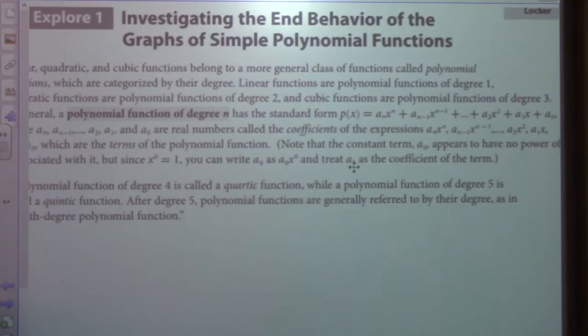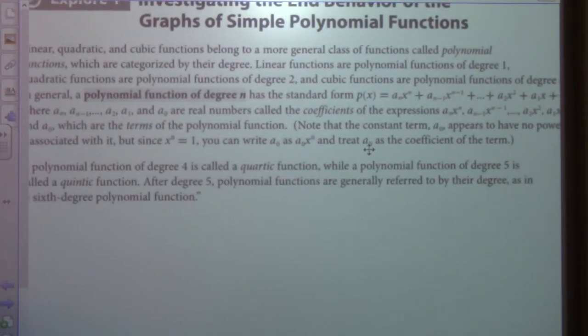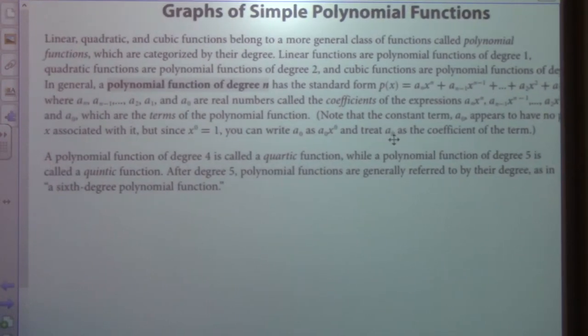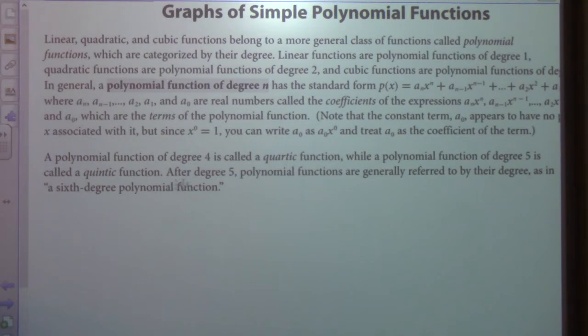And then it talks about the constant term, and so forth. And here, I want to concentrate on this last paragraph. It says a polynomial function of degree 4 is called a quartic function, Q-U-A-R-T-I-C function. Of degree 5 is called a quintic function, that's degree 5. And when we have higher degrees, then they're generally referred to by their degree, as in 6th degree polynomial function. Do you know where there's kind of a guide to remember what those things are? You know where you can find that?